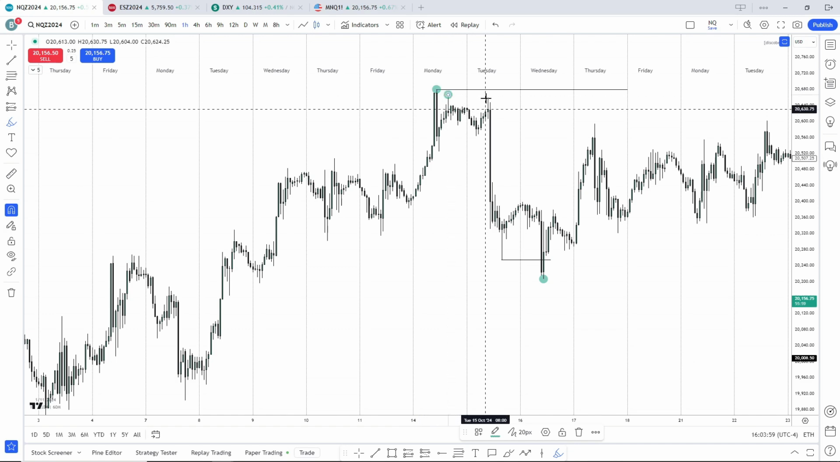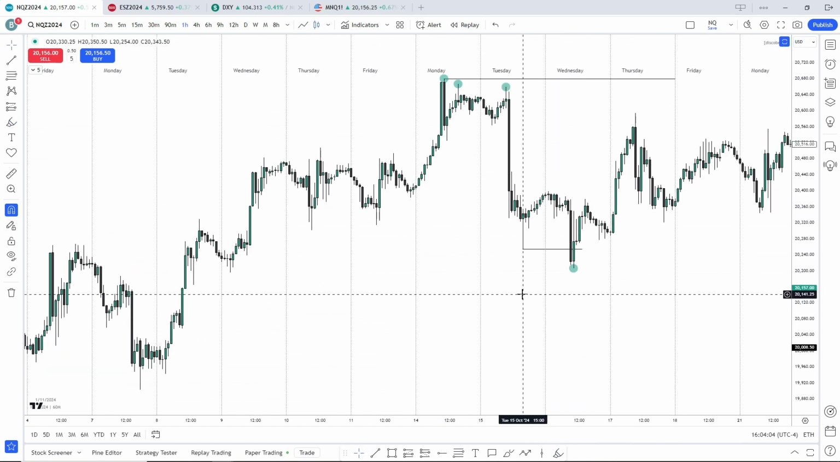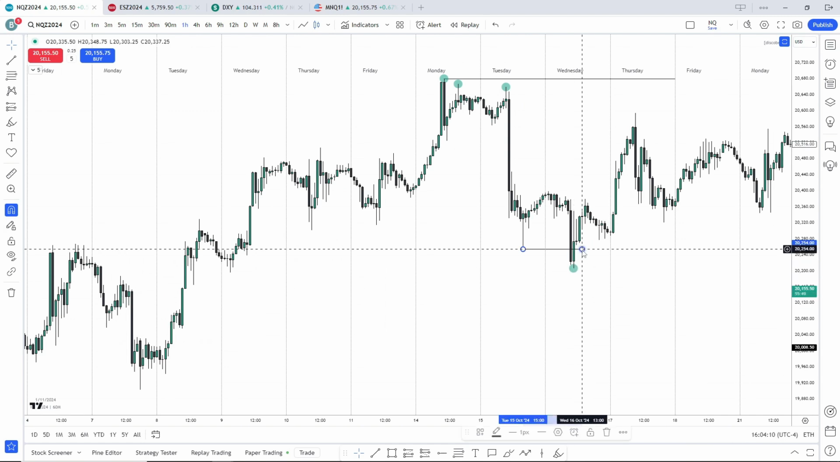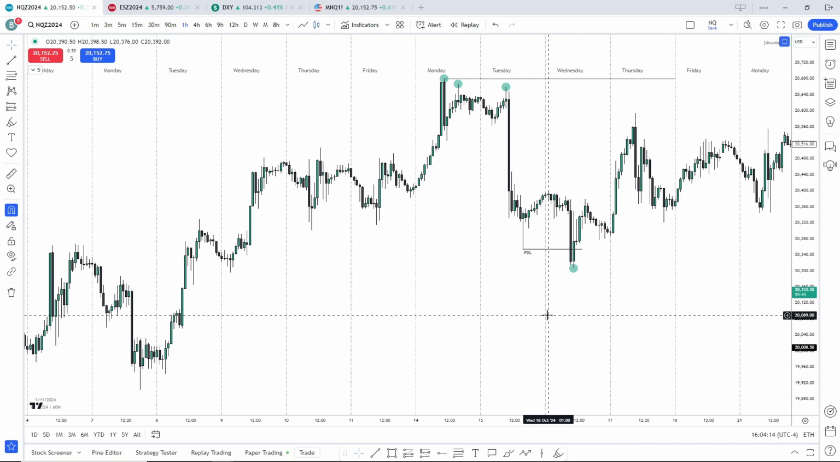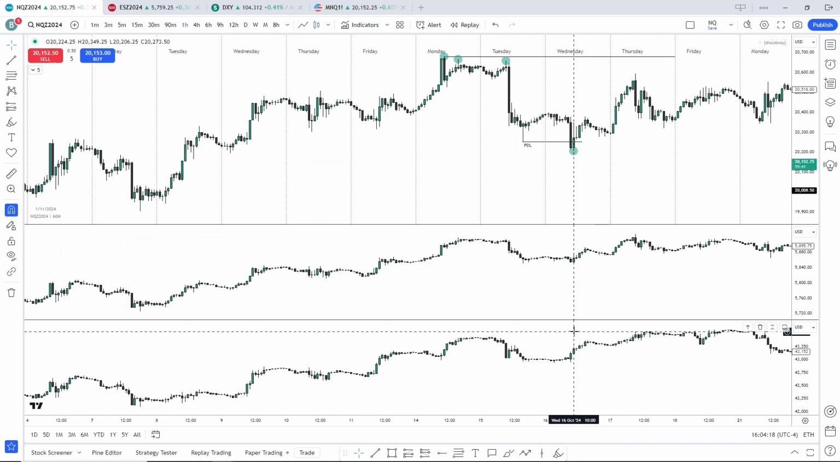We know the market does not like those, right? On Wednesday, we see at 10 a.m., rather 9 a.m., NQ trades below the previous daily low. Now let's look to see where the SMT is.